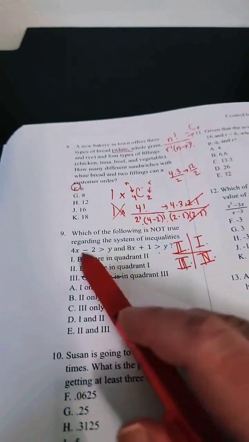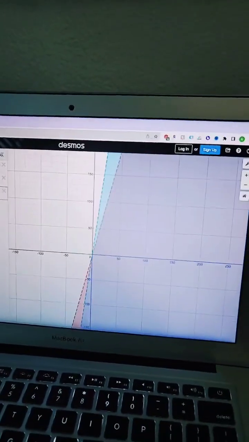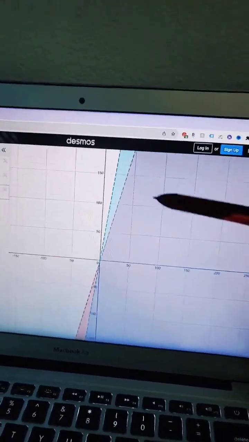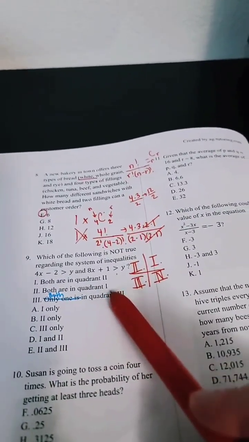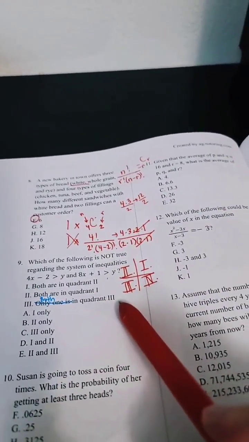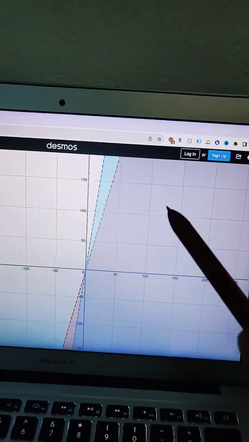Okay, so basically you just plug these into your calculator, and when you do, this is what it's going to look like right here. So this is quadrant 1, this is quadrant 2, this is quadrant 3, this is quadrant 4. So we want to see which of these is not true. So let's see, are they both in quadrant 1, are they both in quadrant 2, or 3 is what we're checking. So they're both in quadrant 1, so that's true.